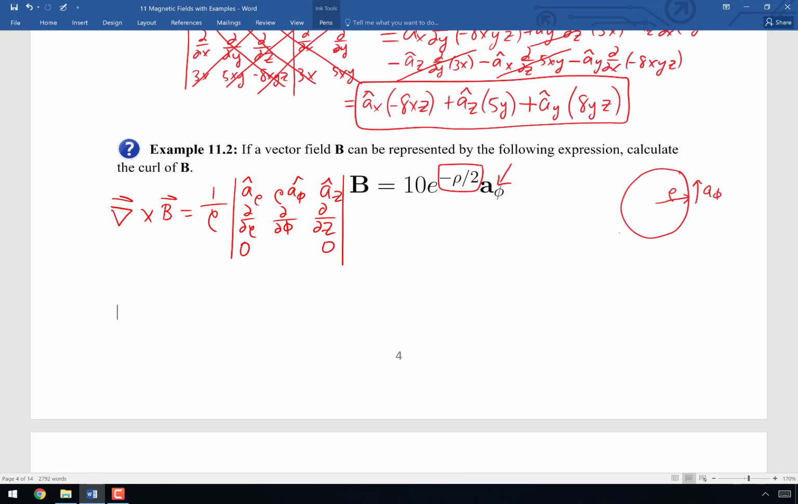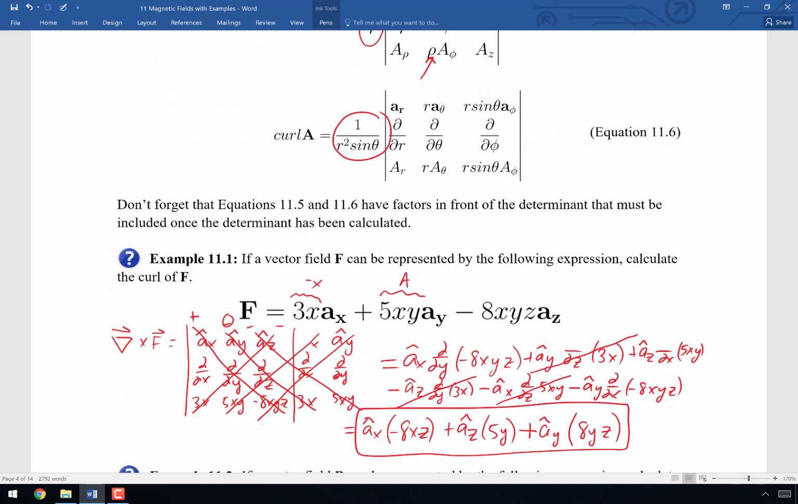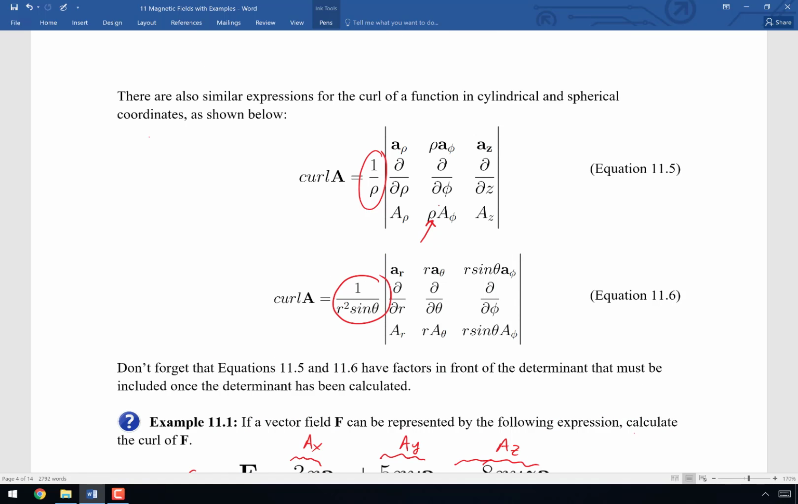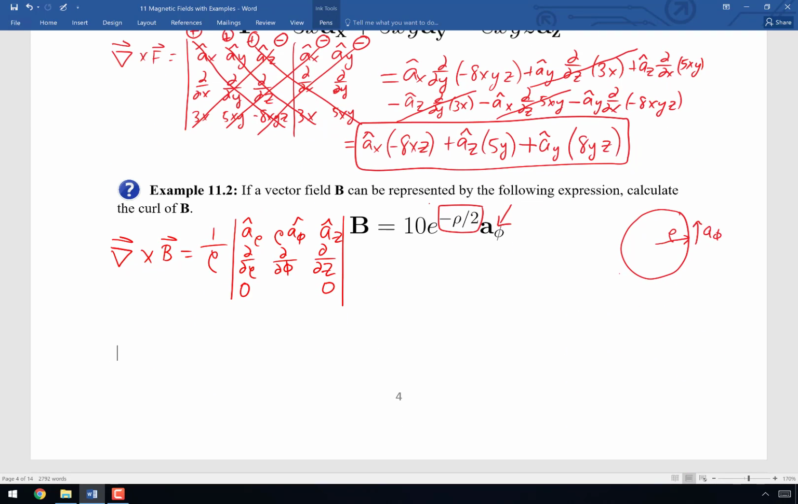And if you look back up at equation 11.5, you can see that there is a rho right here. So we need to be sure to account for that rho. And so I'm going to come back down here, and when I'm writing this determinant, I have to write rho times the phi component, which is 10 e to the minus rho over 2. Now all that remains is to actually do the determinant. I'll use the method of diagonals.